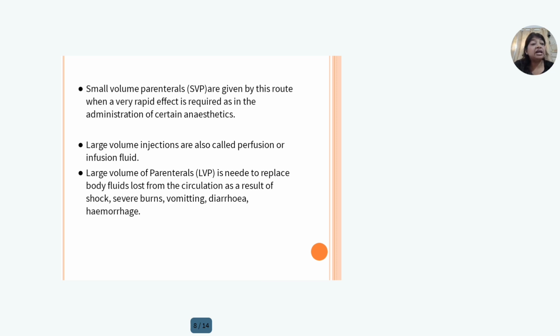And these large volume parenterals are generally used when the patient is suffering from vomiting, diarrhea, electrolyte imbalance. We have to replenish the electrolytes very fast. We generally administer the drip or the saline solution, which is nothing but infusion, 500 ml of drip.